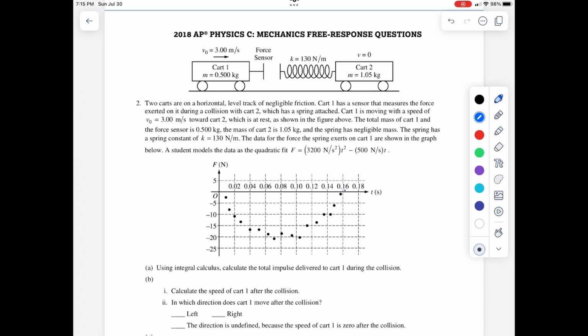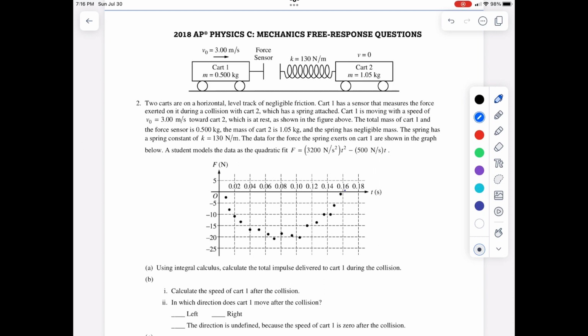Okay, so we can start by reading the question. Two carts are on a horizontal level track of negligible friction. Cart 1 has a sensor that measures the force exerted on it during the collision with Cart 2, which has a spring attached. Cart 1 is moving with a speed of v0 equals 3 meters per second towards Cart 2, which is at rest, as shown in the figure above.